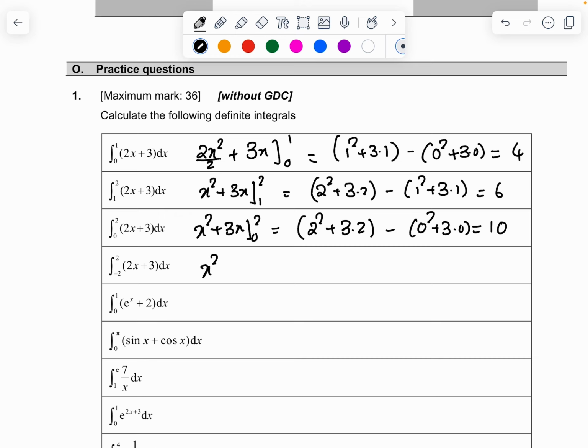Now again, it's the same question once again with the limits negative 2 to positive 2. 2 square plus 3 times 2 minus negative 2 whole square plus 3 times negative 2. Simplify that, you should be getting 12.